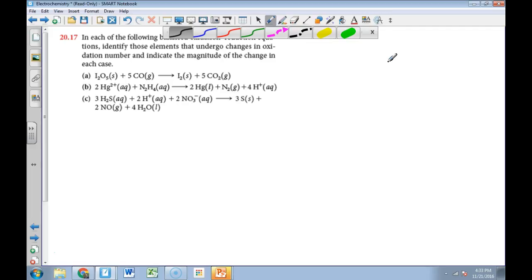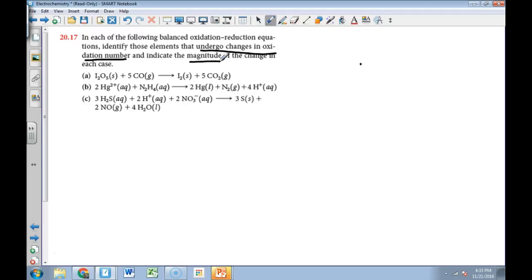We have to identify, based on those reactions, how many electrons are changing, okay? That's what it's saying here. Undergo changes in oxidation number and the magnitude. The magnitude says just put a number to it.